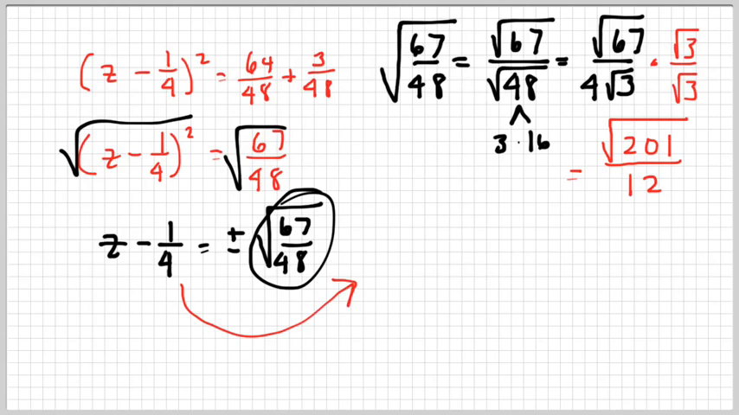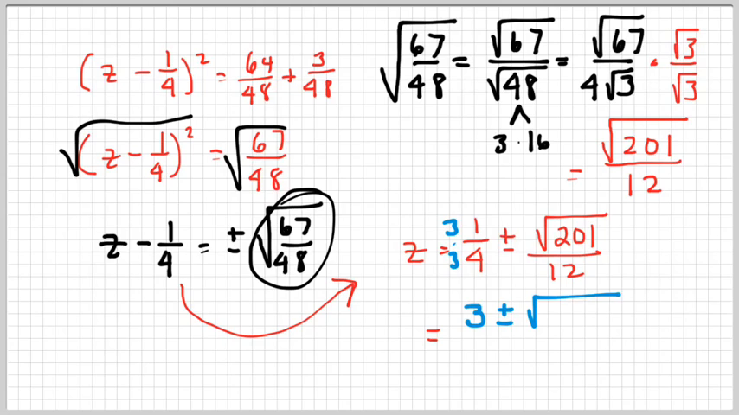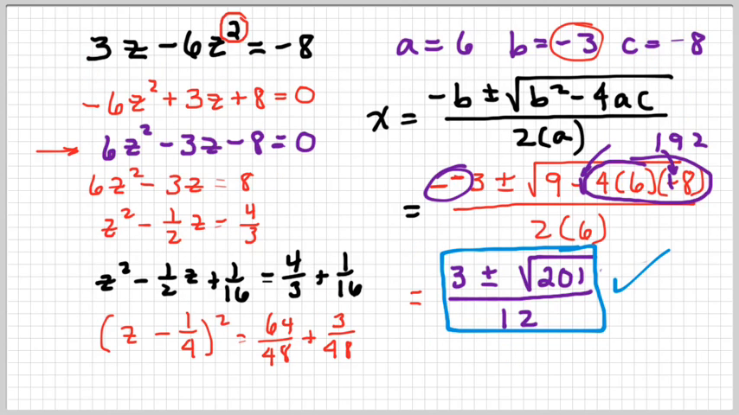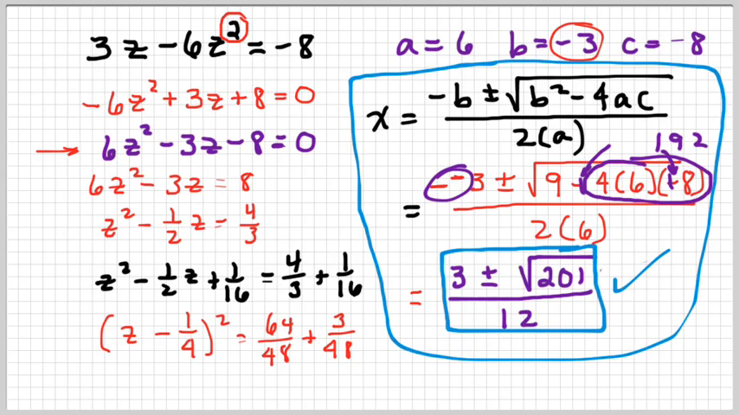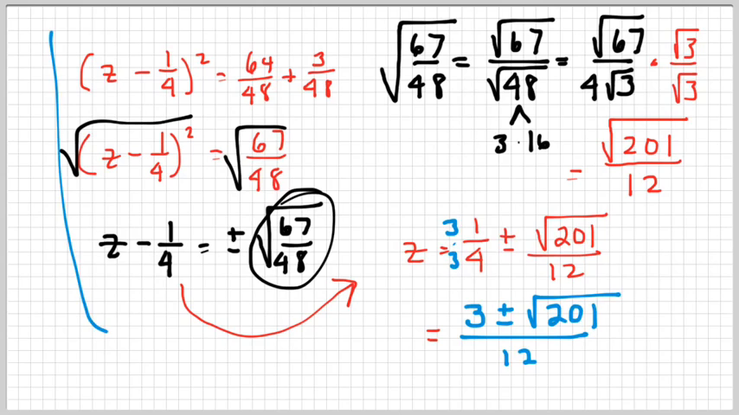Now I'm going to bring this 1/4 over, and so z equals 1/4 plus or minus the square root of 201 over 12. If I get a common denominator, it'd be 12, so I'd have to multiply this times a 3 over 3, and I'd get a common denominator of 12 at that point. And I end up with 3 plus or minus square root of 201 over 12. We get the exact same answer. But clearly, this quadratic formula, which solved it in this space, is way better than completing the square, which took a couple of pages. I hope that helps.